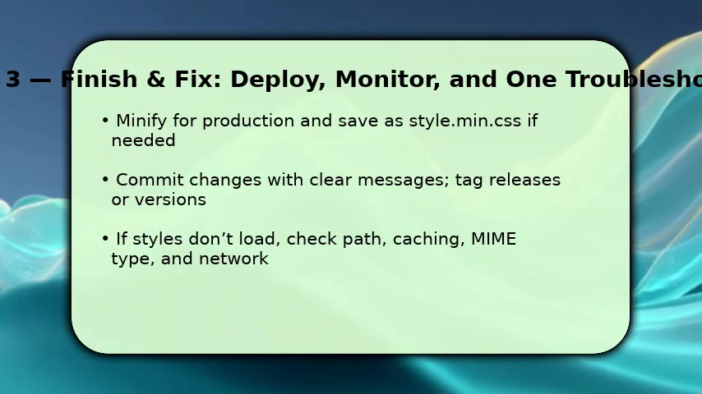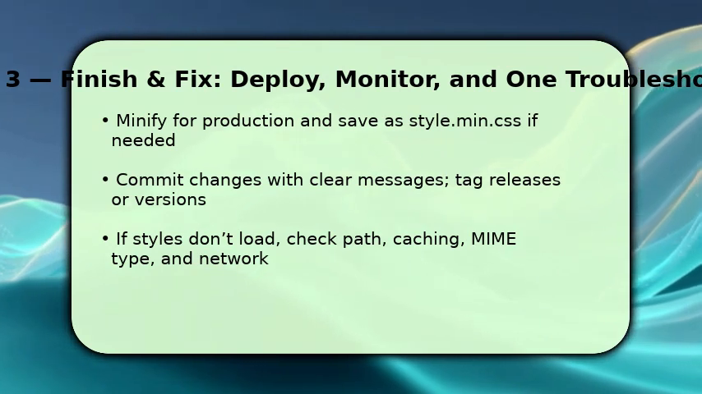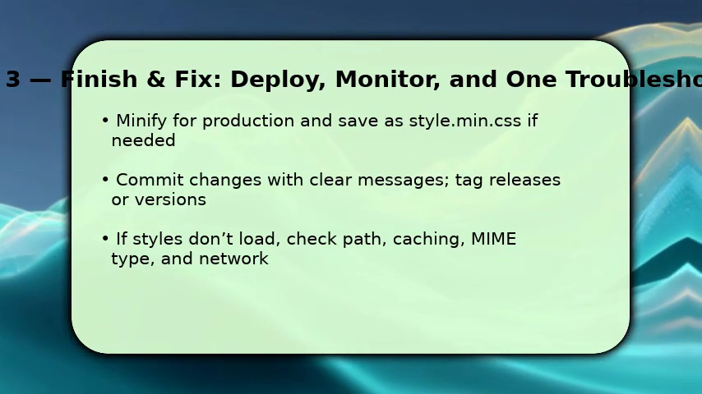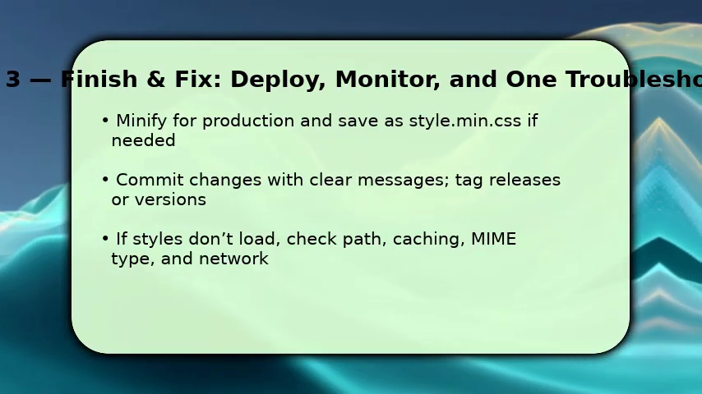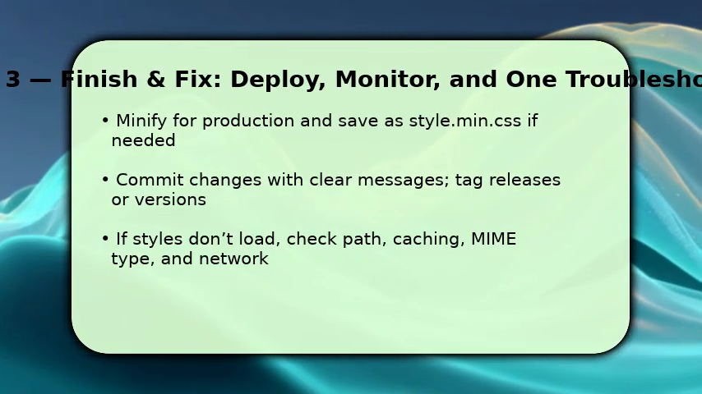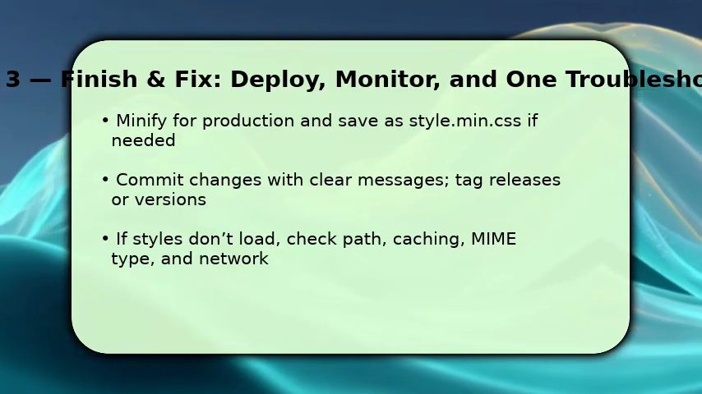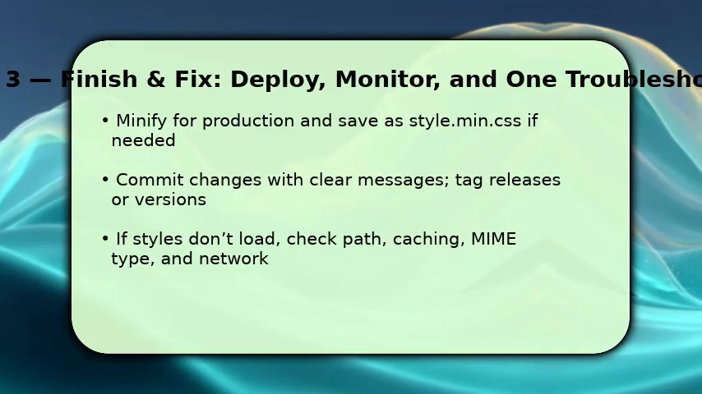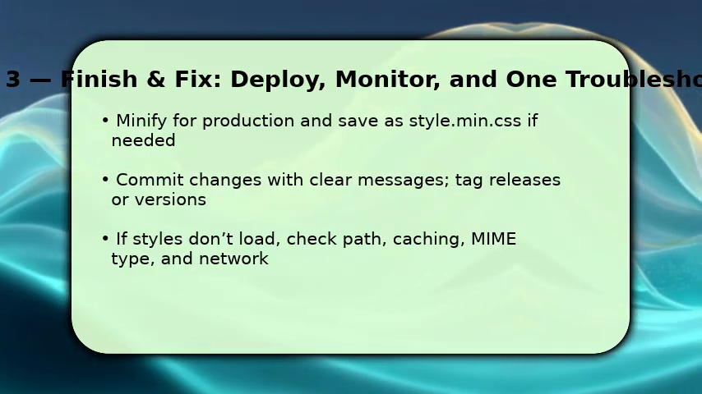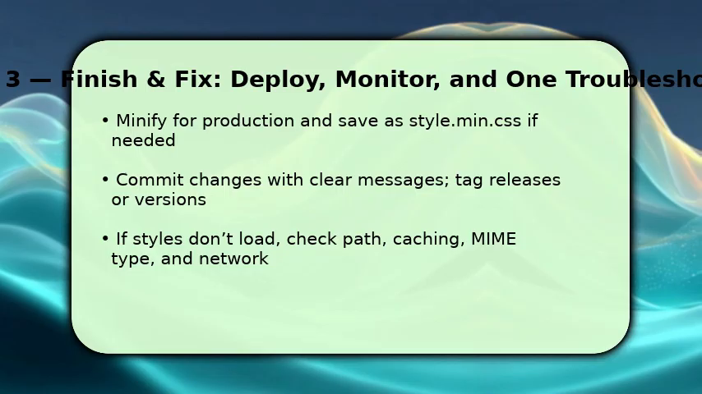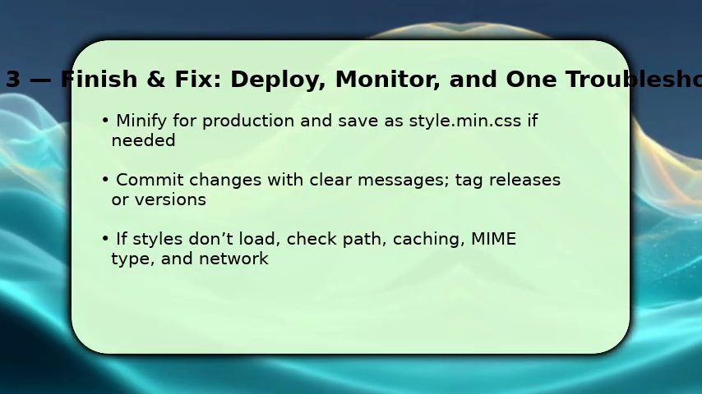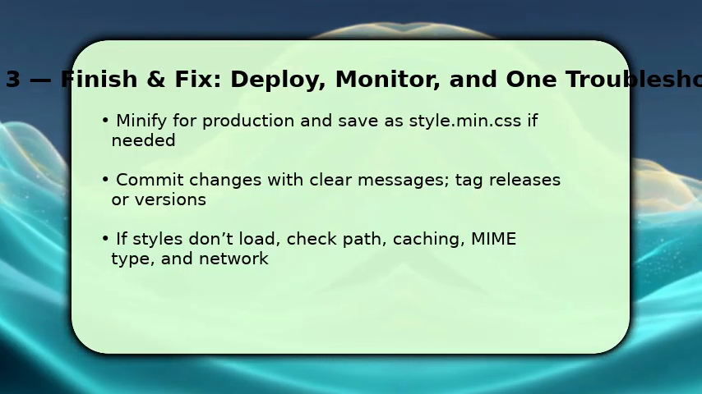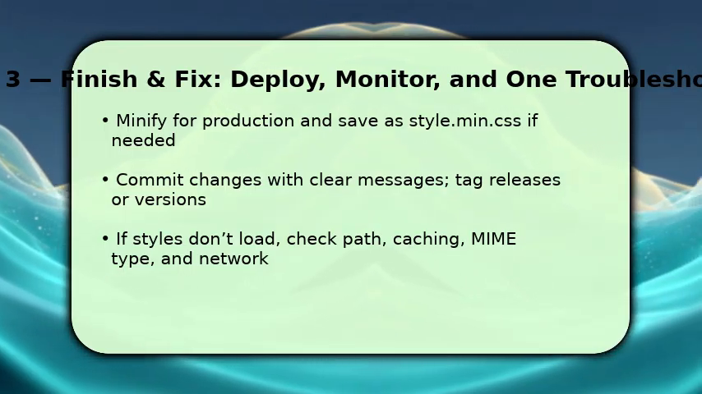You finish by preparing the file for production. Optionally minify and save a separate min CSS, and then commit your changes with a descriptive message so you can roll back if needed. Once saved, clear caches or use a hard reload to ensure browsers fetch the newest file. If styles fail to appear, check the file path, server MIME type, caching headers, and network console for 404. Addressing that single issue usually restores styling quickly. Then save and confirm one last time.